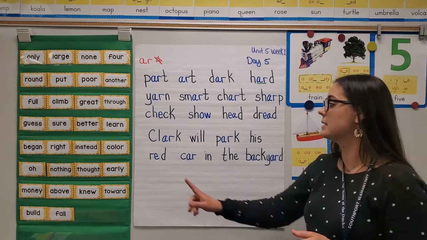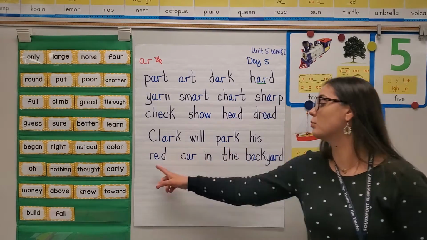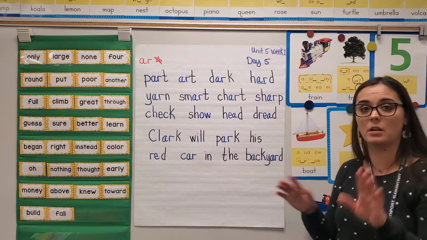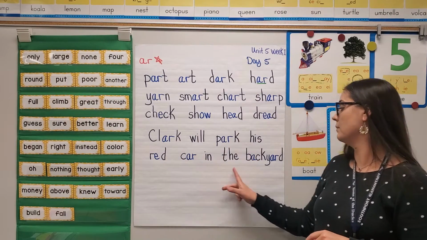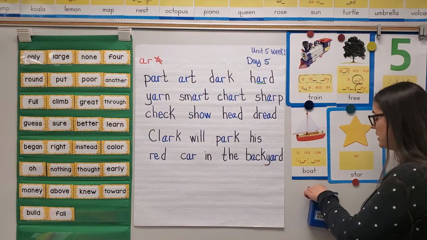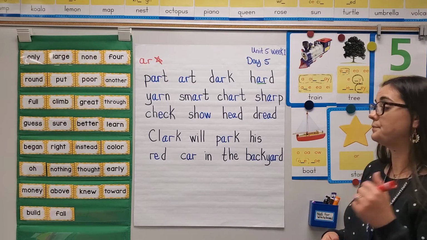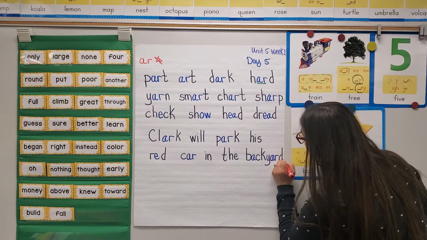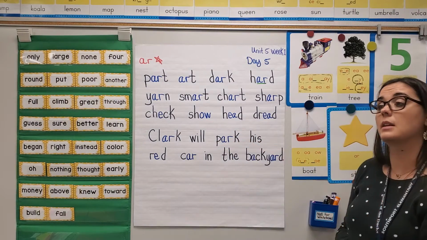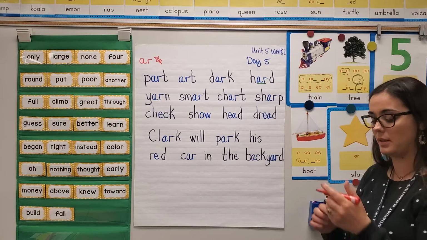All right, let's read our sentence. Clark will park his red car in the backyard. Your turn. Beautiful. Okay, so we do need punctuation. So in this sentence, I think it'll just have a period. It is telling us what Clark is doing. It's also telling us where Clark is doing that.